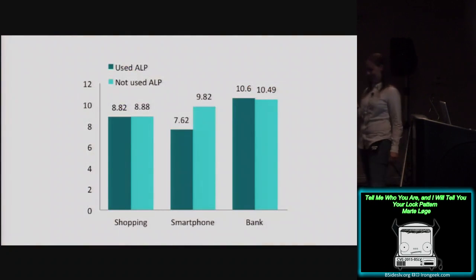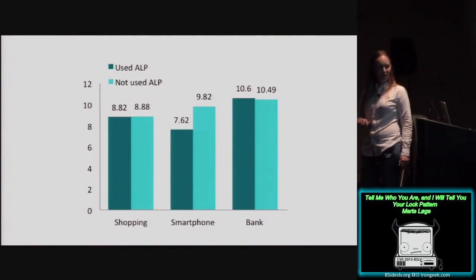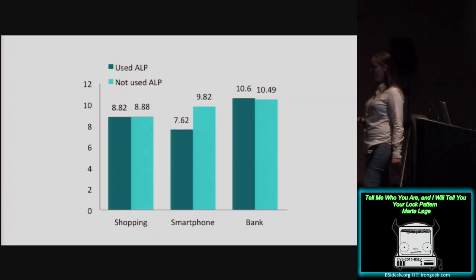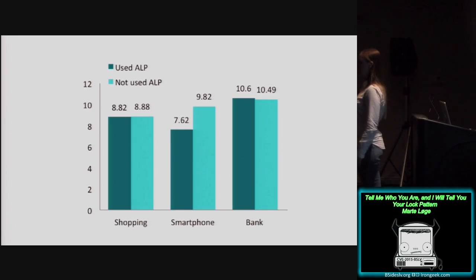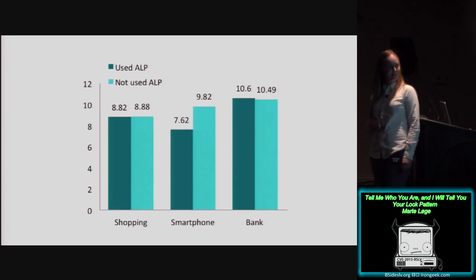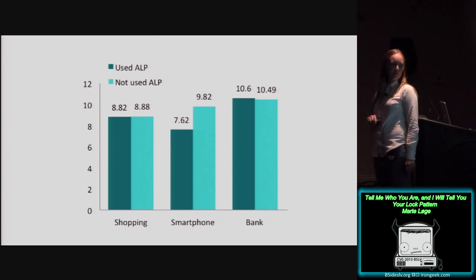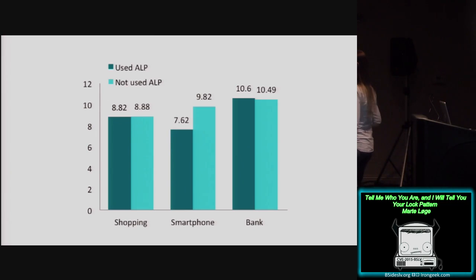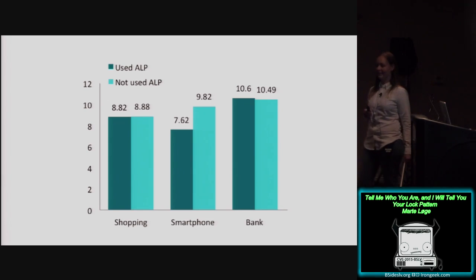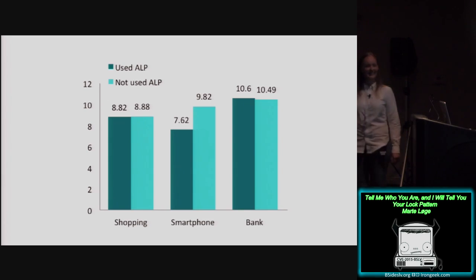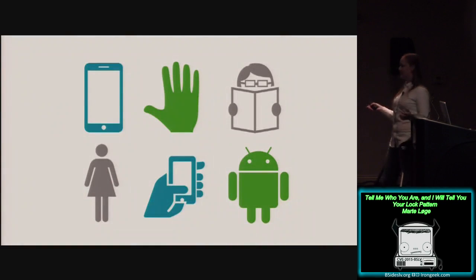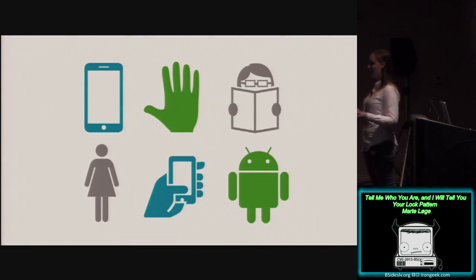I really like this graph because the dark ones are people that have used the Android pattern lock before, and the light ones are people that have not. As you can see, for the patterns created for a shopping account and a banking account, the numbers here are the reaction time, the time they used to create the patterns. For this one and this one, it's about the same. But when you look at this one, there is a difference in the time used for creating the patterns. For the smartphone, people that have already used the Android pattern lock responded faster. Maybe because they actually gave away their password, right? So predictable.